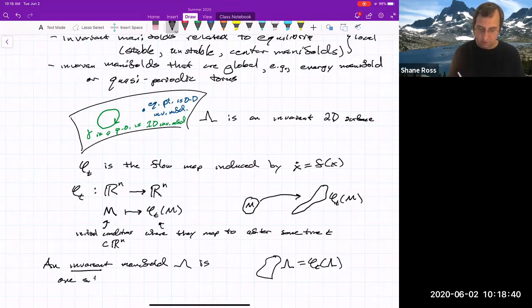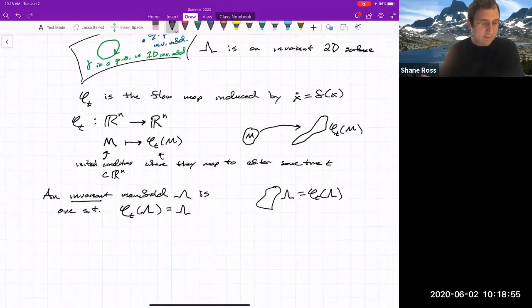So this is one such that the flow map of lambda equals lambda. This doesn't mean that each individual point maps to itself. If it did, that would mean you have just a collection of equilibrium points. But more generally, we're talking about a set of trajectories that when you map it forward under any time t, you still have the same set of trajectories.